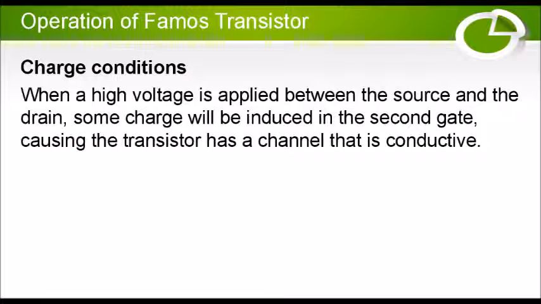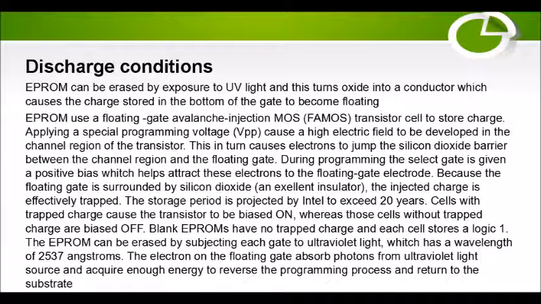The FAMOS transistor operates in two conditions, which are charge condition and discharge condition. Charge condition: when a high voltage is applied between the source and the drain, some charge will be induced in the second gate, causing the transistor to have a channel that is conductive. For the discharge condition, EPROM can be erased by exposure to UV light, and this turns oxide into a conductor, which causes the charge stored in the bottom of the gate to become floating.